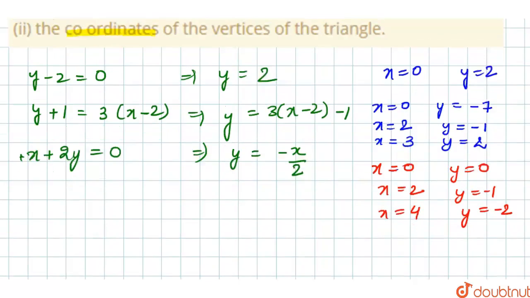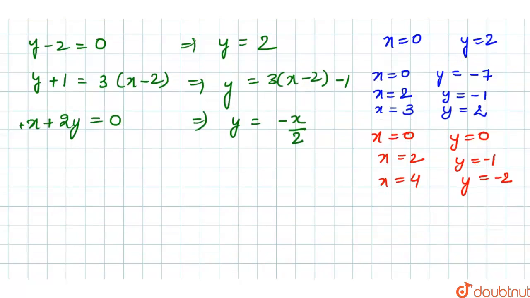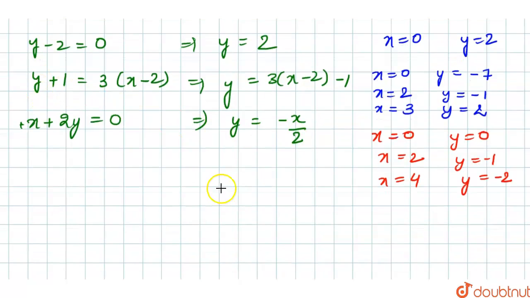So we will find maximum 3 points for each line, right? In this equation we don't have a slanted line, we have a single line, y is equals to 2, so we are not finding more points. So now we will make the graph.